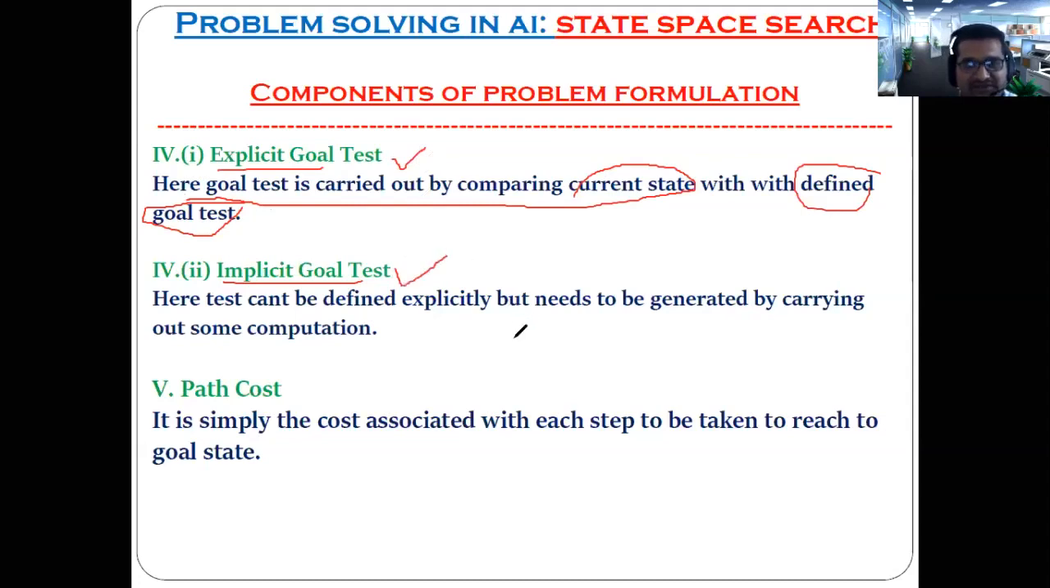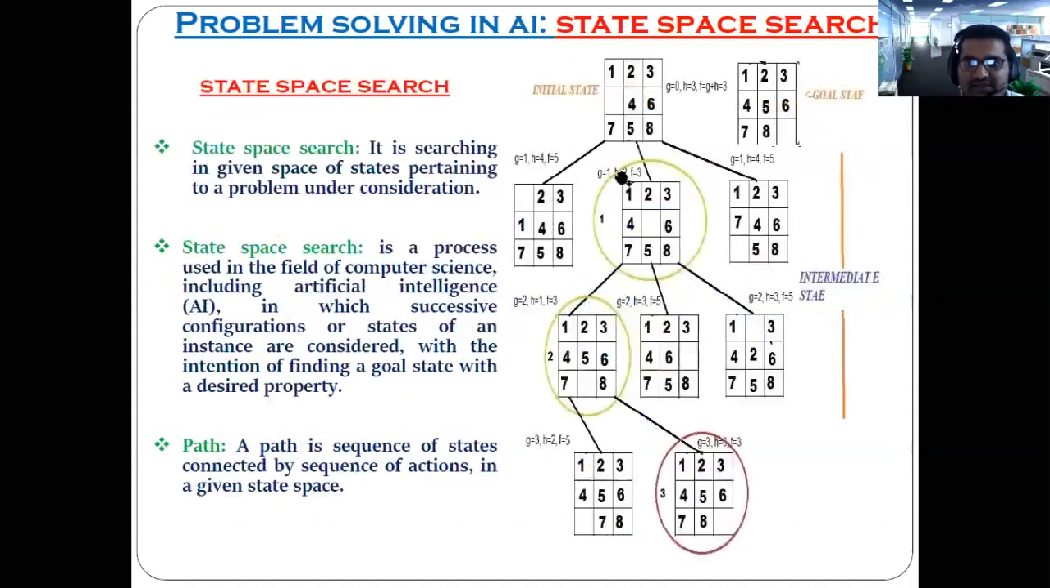Now, what is meant by the implicit? In the case of the explicit goal test, you already know what your goal state will be, correct? But in the case of implicit goal testing, you never know what your goal state will be. Got the point? Explicit means you are comparing your current state with the defined goal state. Let me take you to the diagram once again. For example, this is your current state, and you compare it with the goal state, because you know about the goal state, correct? But there are some problems where you don't know about the goal state.